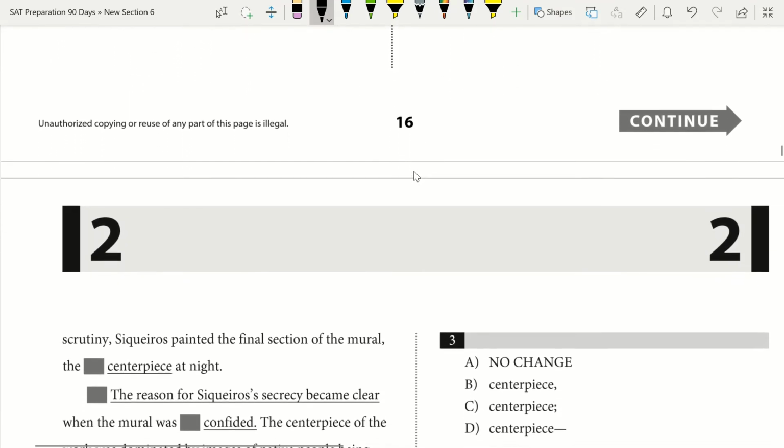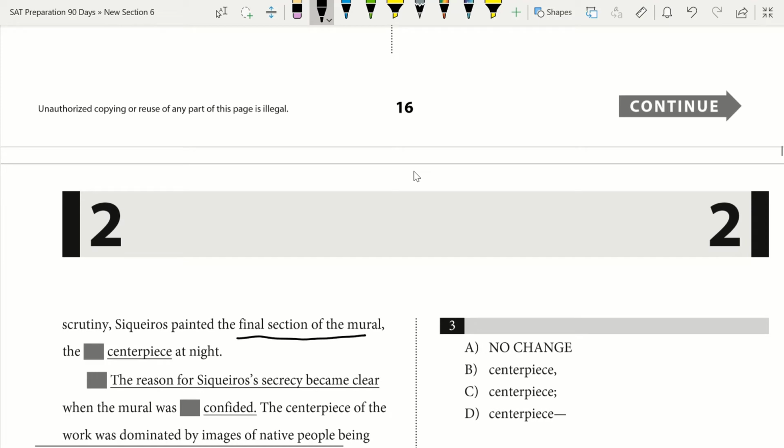So we have, "To avoid scrutiny, Sequeiros painted the final section of the mural, the centerpiece, at night." Okay, so I see that that is contrasting day and night, so I'm going to need a contrasting word up there. But one thing that I want to quickly show you is how I immediately recognized, since I had to read on, I went ahead and answered this question. Now you may be thinking, no you didn't. Yes I did. The answer is going to be B for number 3.